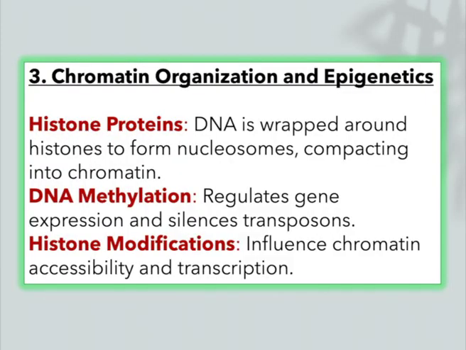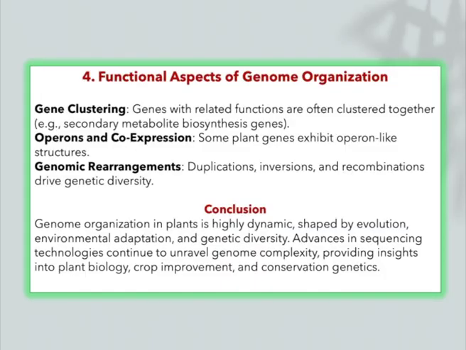Here the second point we are discussing is DNA methylation. Without DNA methylation, there is no gene expression. Remember, it is a regulator of gene expression and silences transposons. This is because of DNA methylation. Along with this, histone modifications influence chromatin accessibility and transcription, which we observe inside the nucleus. And then what are the functional aspects of the genome organization? Before that, structural aspects. Now we are going to discuss the functional aspects of the genome organization.